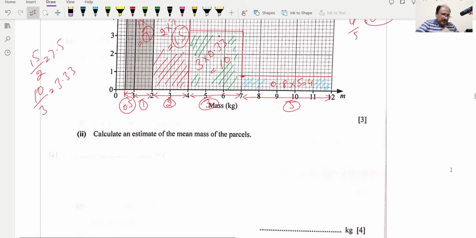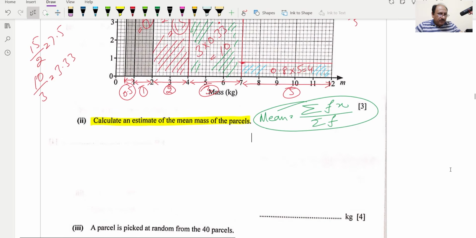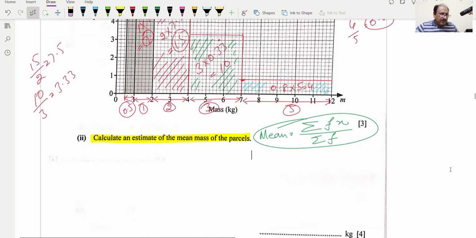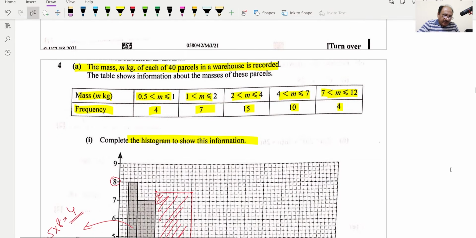Next section is the second part: calculate an estimate of the mean mass of the parcel. So for the mean mass of the parcel, we know the formula for the mean. Mean is equal to sigma fx divided by sigma f. So this will be the formula. It is a 4-mark question which we are going to do. So we can multiply frequency with the mid value. Basically first we will find the mid value.